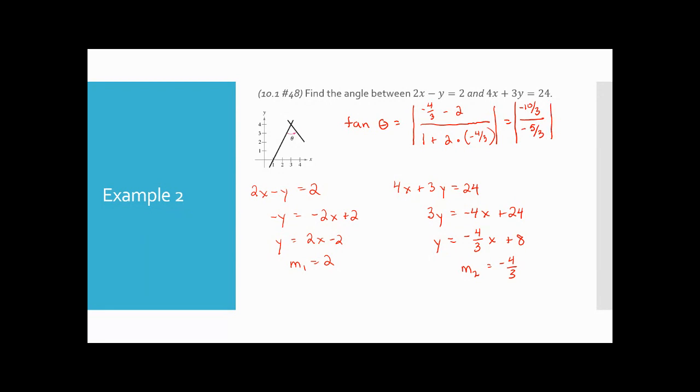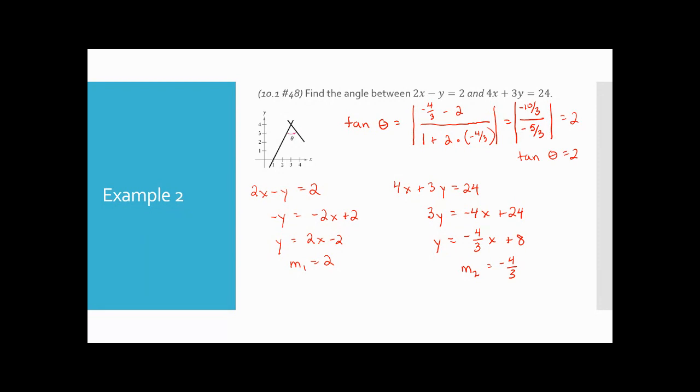And so the two negatives are going to cancel out and give me a positive, and then we're going to take the absolute value, so I'm going to get a positive. And then we have 10/3 divided by 5/3, which is equal to 2. So that means we have the tangent of theta equals 2.